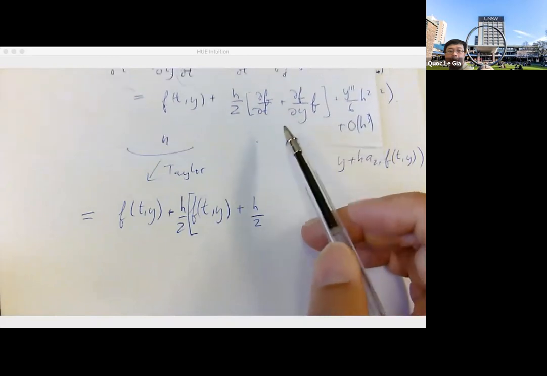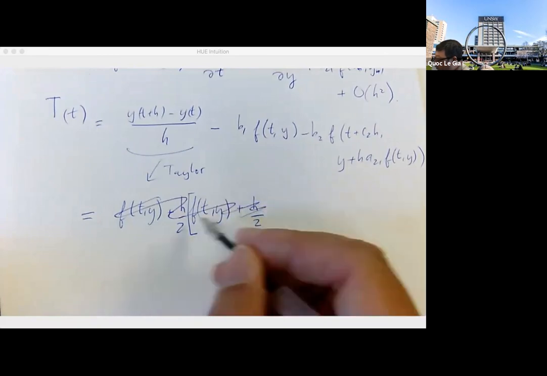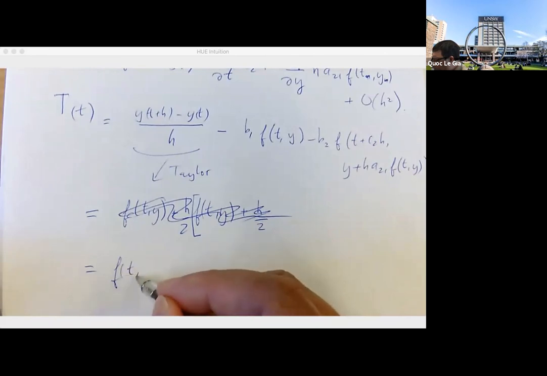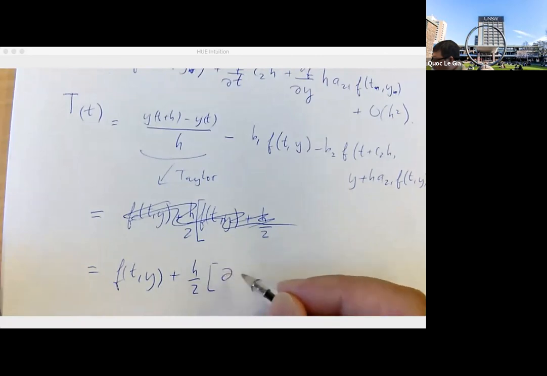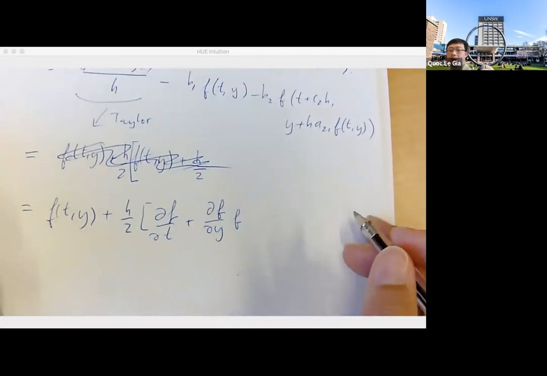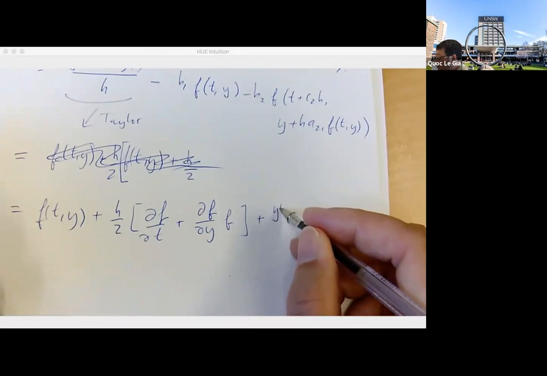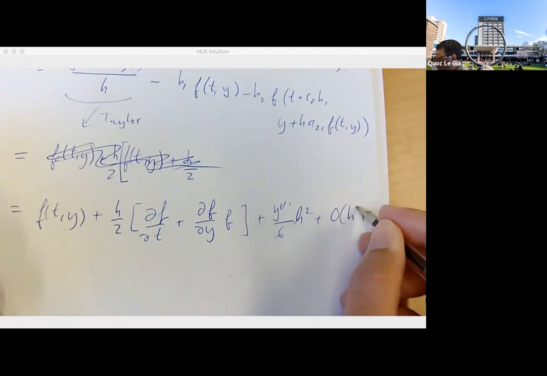So I have to copy down from down here. So then I should have f of (t, y) plus h over 2 partial f partial t plus partial f over partial y f, plus y triple prime over 6, h squared plus O(h cubed).